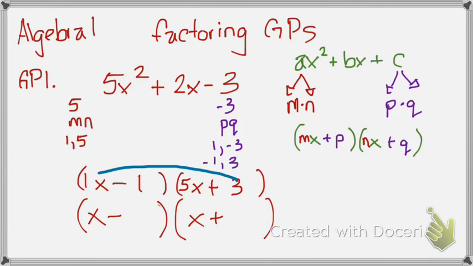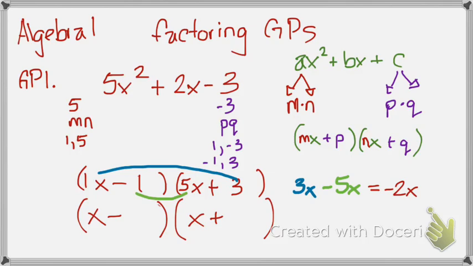your outside terms is going to be 3 times x, and then your inside terms is going to be negative 5x, and you add those two together and you get negative 2x. That does not match this positive 2x, so that's not going to be the answer. Let's try a trial number 2, a second trial.